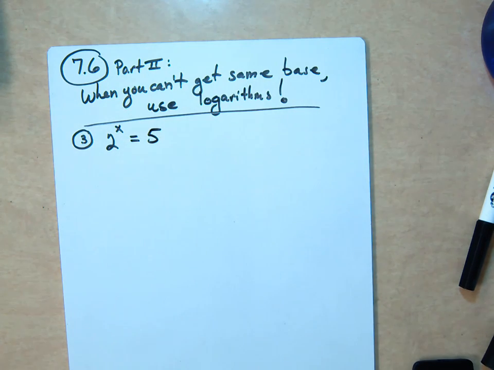Okay, so it's very clear to me when I'm looking at this, trying to solve it, I'm not going to get 2 and 5 to be written as the same base. It's not going to happen.